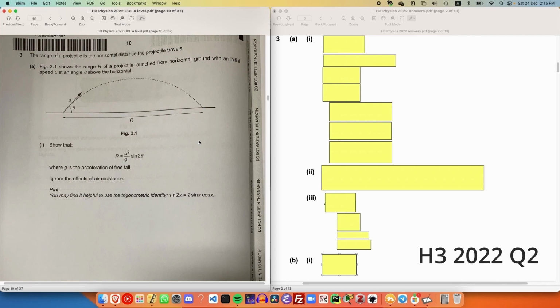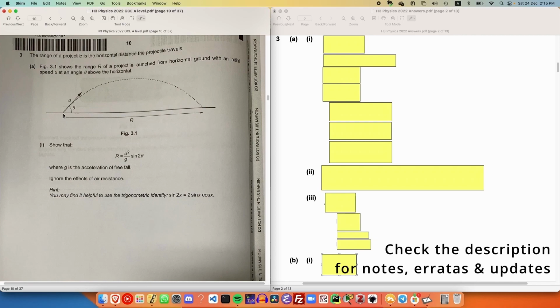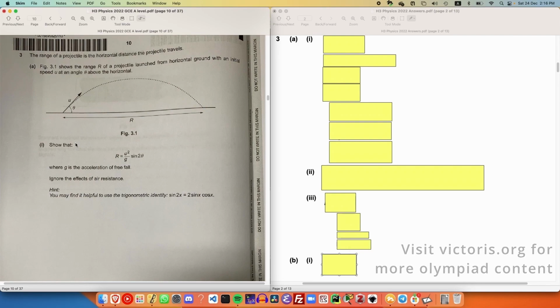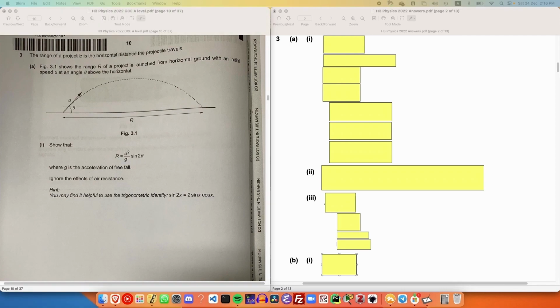Now in question 3, we're given a projectile that is fired off at an angle theta and the initial velocity u. We need to show that the range of this projectile is given by the following expression. This is just a kinematics question, and the first step will be to find the amount of time that the projectile spends in the air.